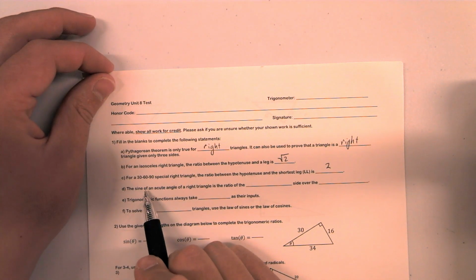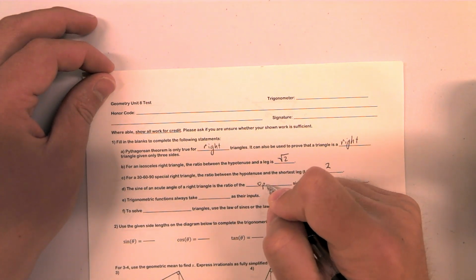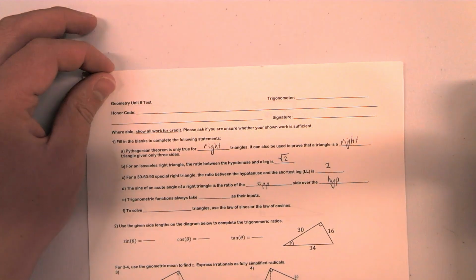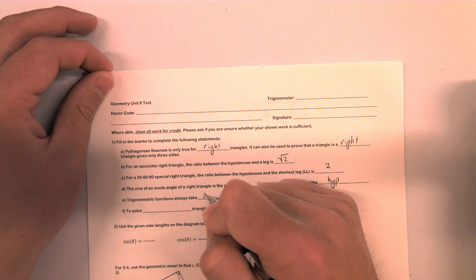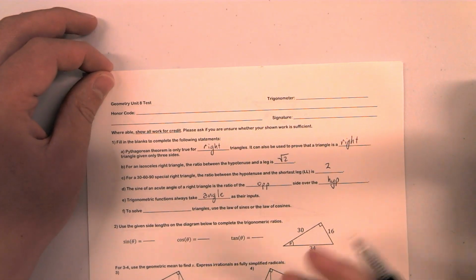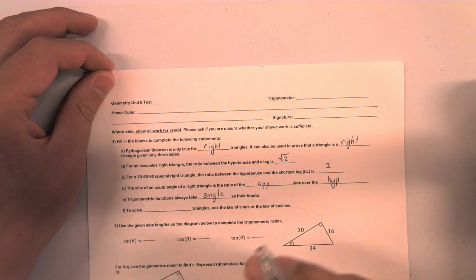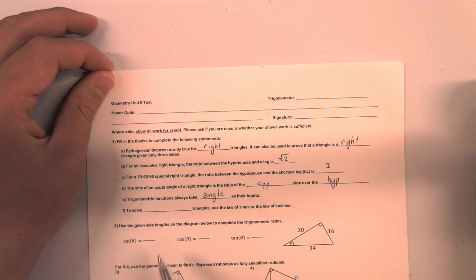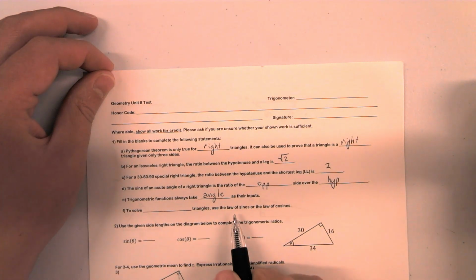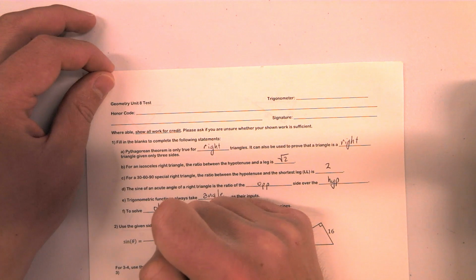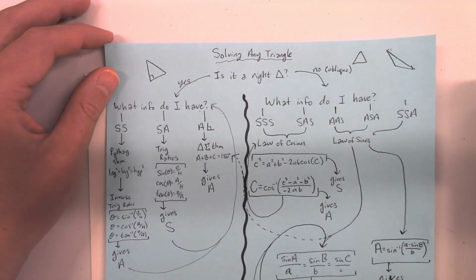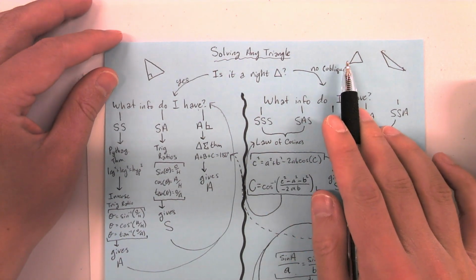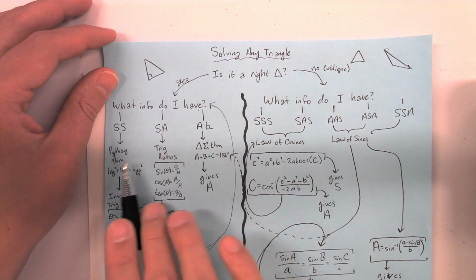The sine of an acute angle is opposite over hypotenuse. You know that from SOH CAH TOA. Trig functions always take angles as their inputs. Inverse trig functions take sides or ratios of sides as their inputs. But trig functions take angles and output ratios of sides. And then to solve oblique triangles, use the law of sines and cosines. A lot of students will try to always use the law of sines or cosines, but as I said at the beginning, those are really for solving obliques. The more appropriate tool, if you're looking at a right triangle, is trig ratios or Pythag.